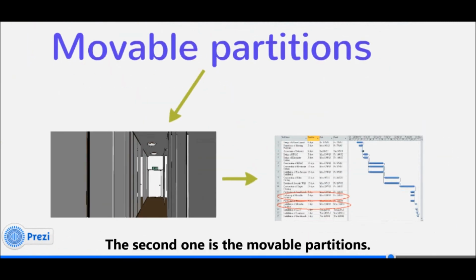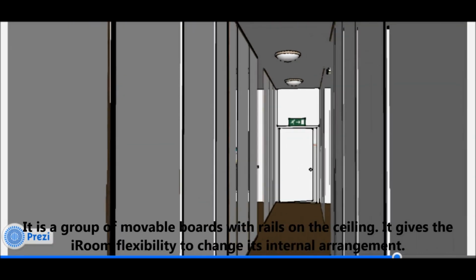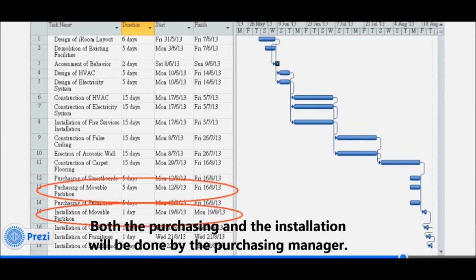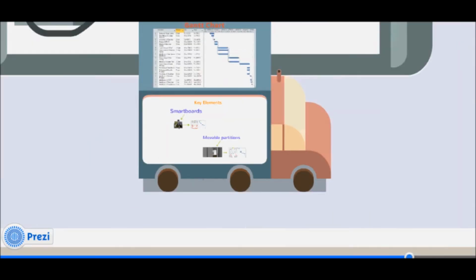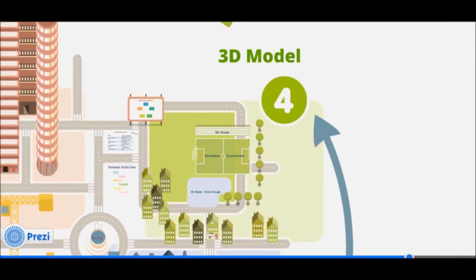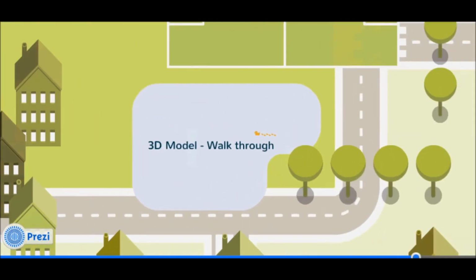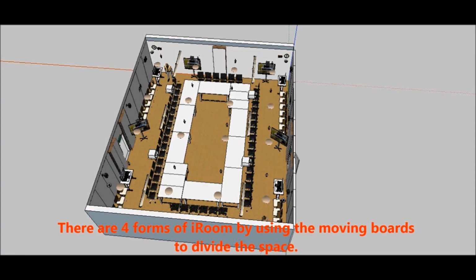The second one is the movable partitions. It is a group of movable boards with rails on the ceiling. It gives the iRoom flexibility to change its internal arrangement. Both the purchasing and the installation will be done by the purchasing manager. There are 4 forms of iRoom by using the moving boards to divide the space.